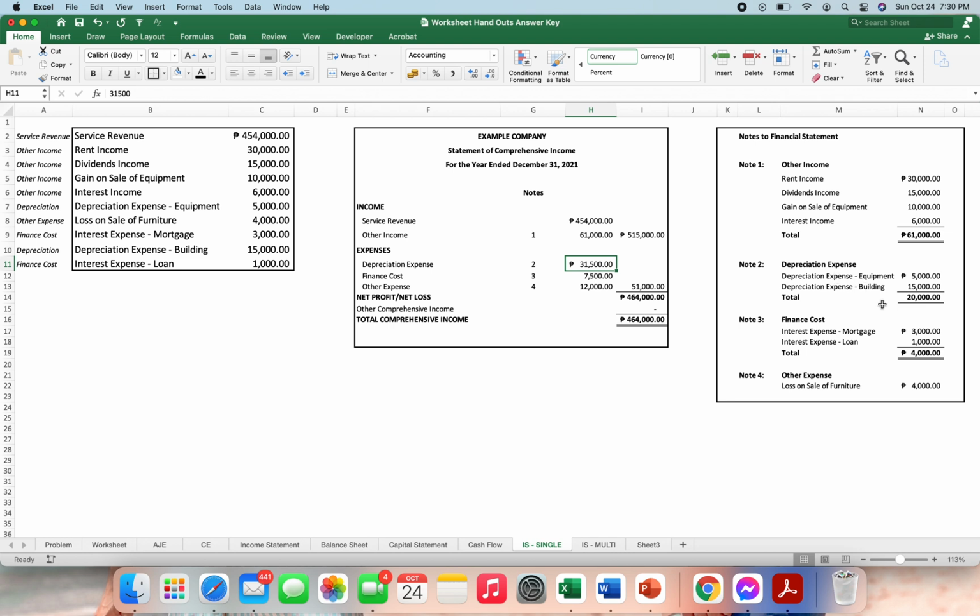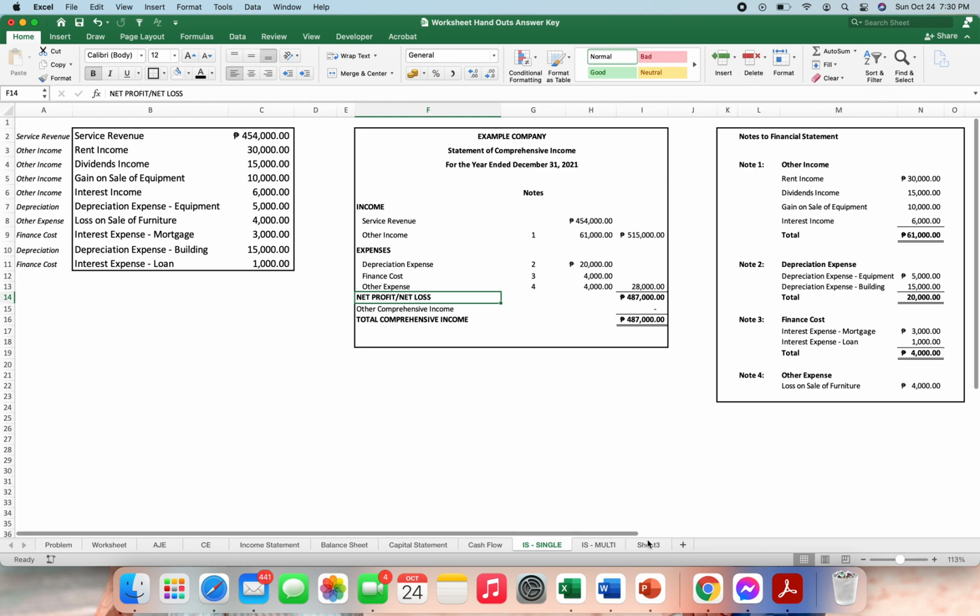Bakit ganon? So, this one. Then, finance costs. This one as well. Then, other expense. Ayan. Okay? So, pansin nyo, itong mga yan, ito nasa note 2, ito nasa note 3, and ito nasa note 4. Okay? Then, income less expenses, this would be your profit or loss for the period.